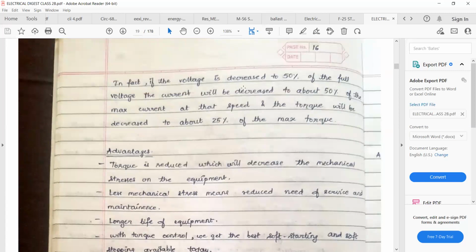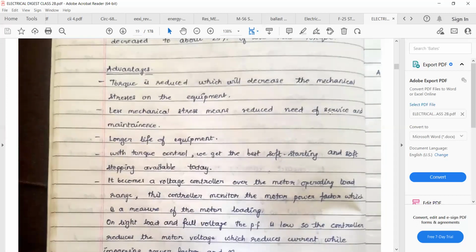In fact, if the voltage is decreased to 50% of the full load voltage, the current will be decreased to 50% also of maximum current at that speed, and the torque will be decreased to about 25% of the maximum torque. What are the advantages of soft starter? Torque is reduced, which will decrease the mechanical stress of the equipment. Less mechanical stress means reduced need of service and maintenance, and longer life of equipment.